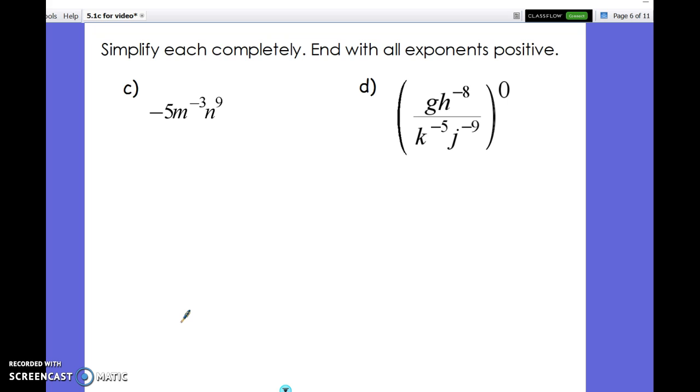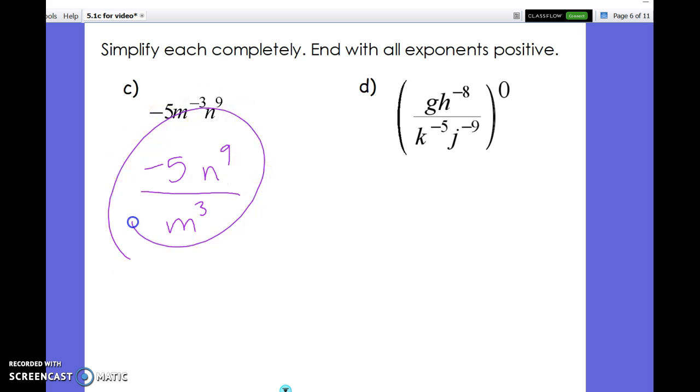We have negative 5 times m to the negative 3rd power times n to the 9th power. All right, so we just have a couple more terms here. Well, negative 5, that's just a whole number, so we're not going to do anything to change that. M to the negative 3rd power, we have to put that in the opposite half of our fraction, and then n to the 9th power gets to stay in the numerator. So that's our answer, okay?